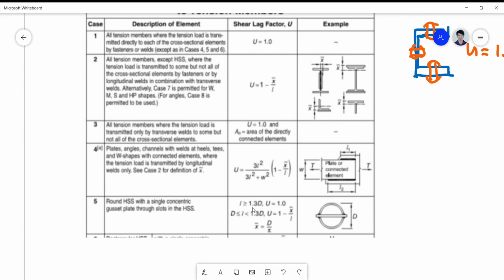So you use this formula, X bar is equal to D over pi, and D is simply restricted to these values, and this D and X bar will now be used to determine your U on the basis of this restriction and this restriction. Okay, so you have to check where your restriction falls.